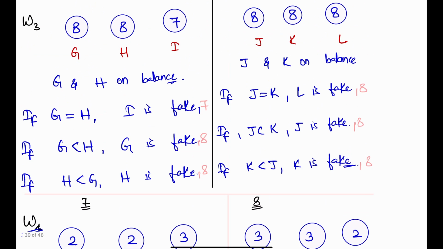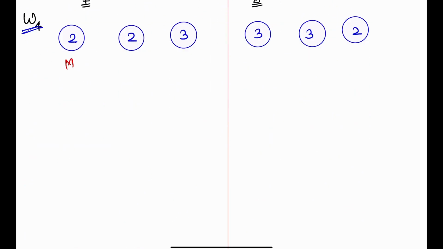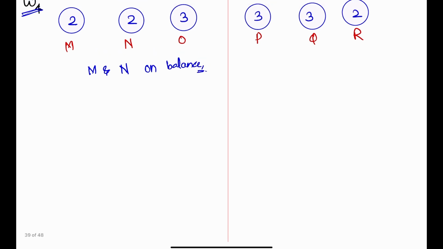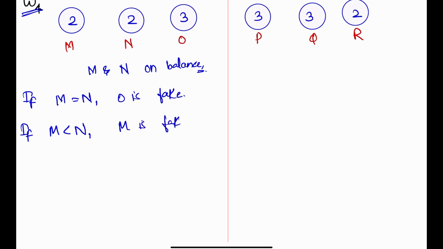We have taken the names up to L. M, N, O, P, Q, R. So if you keep M and N on the balance, 3 conditions could be there. First condition is if M is equal to N, which means O is fake. If M is less than N, then M is fake. If N is less than M, then N is fake.